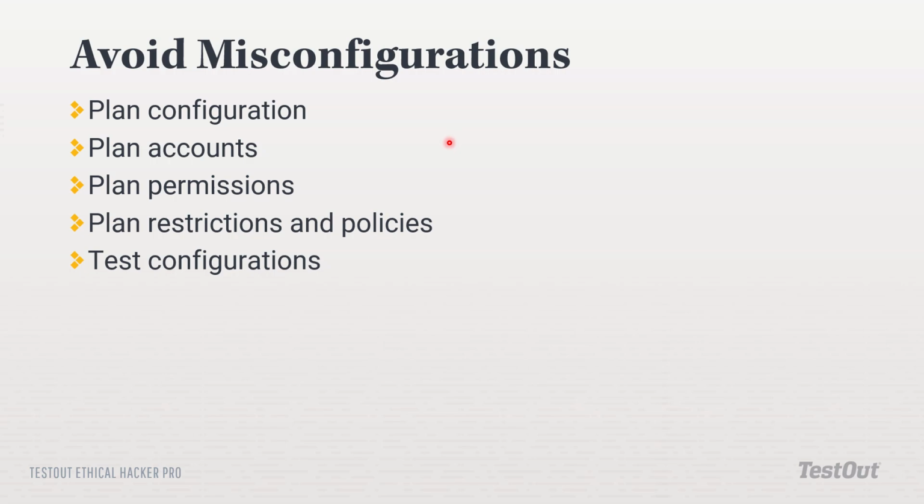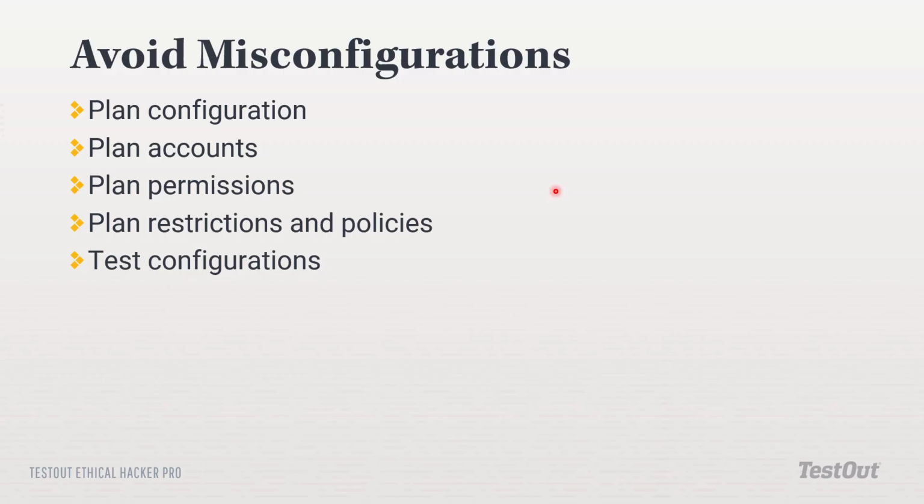Misconfiguration is one of the most common causes of breaches. So plan configuration, plan accounts, plan permissions, plan restrictive policies, and test configurations, right? With proper planning, testing, and documentation, this is going to significantly reduce the risk of accidental exposure. So we want to avoid the misconfigurations. We want to plan it out accordingly, be thorough, be meticulous, and that way you won't make these mistakes and leave your web servers open for attack.